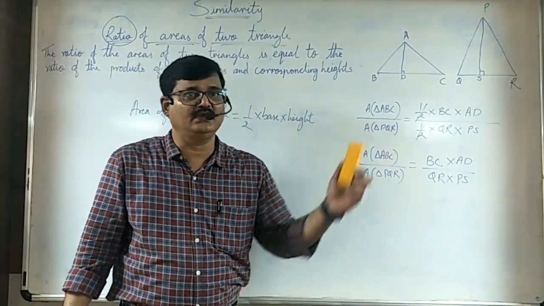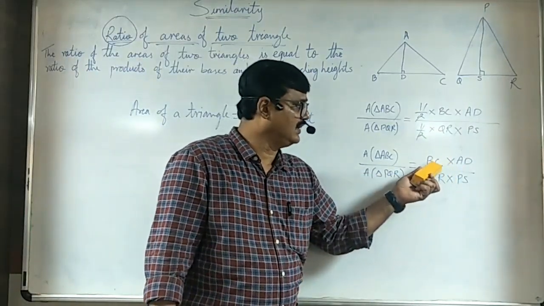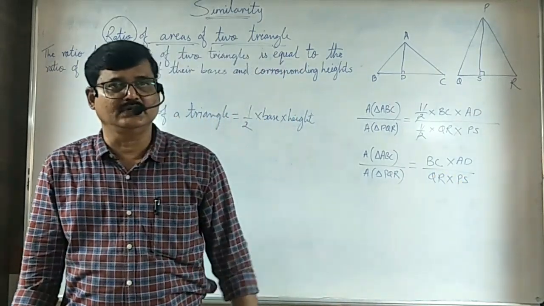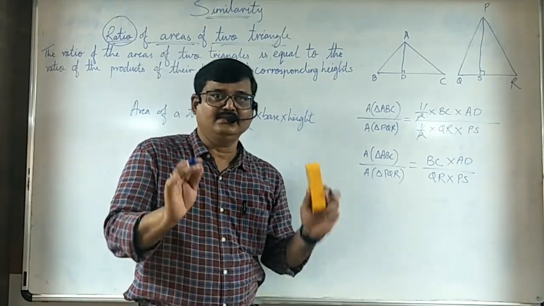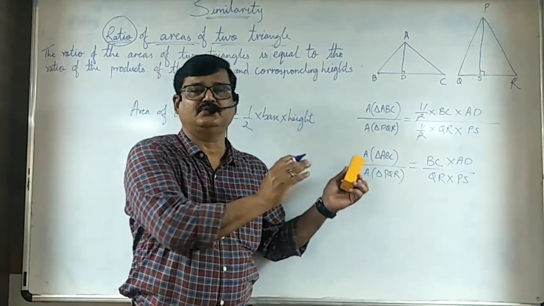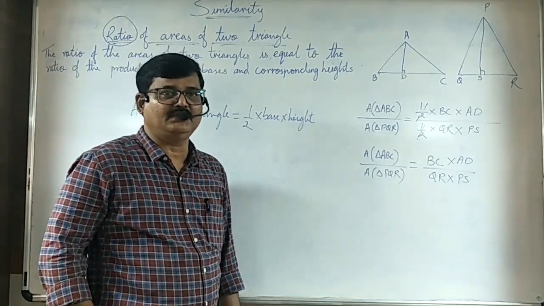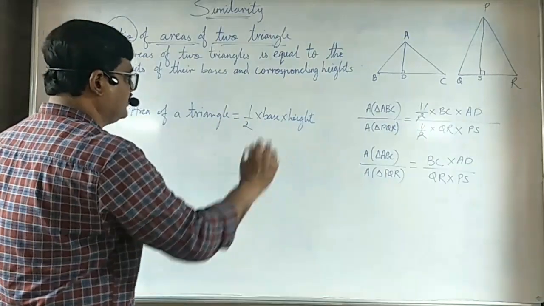That means the ratio of the areas of two triangles I got is equal to the product of the base and the height. So this is what I got, the ratio of the areas of two triangles. And you have to write it in statement form. Now check out that statement form. What is the statement we have got over here? I have written the statement. Let's check it out.